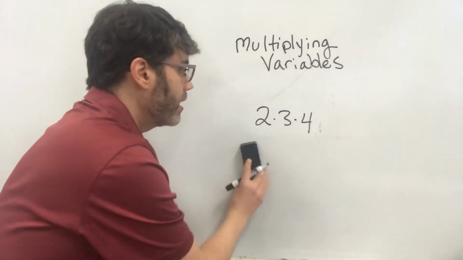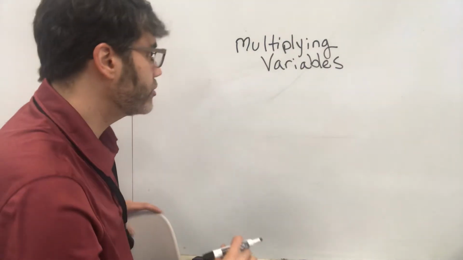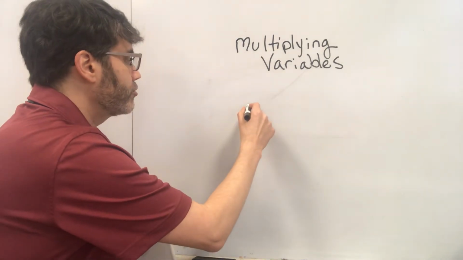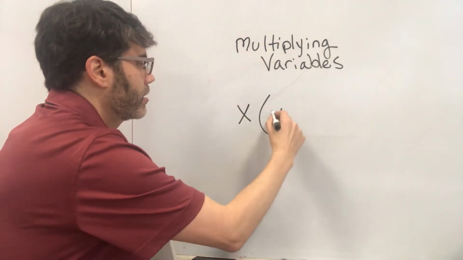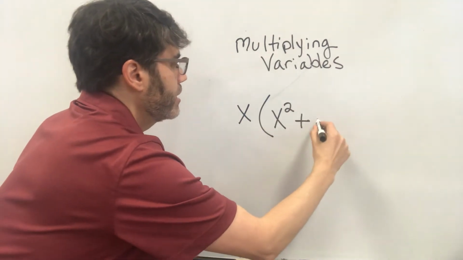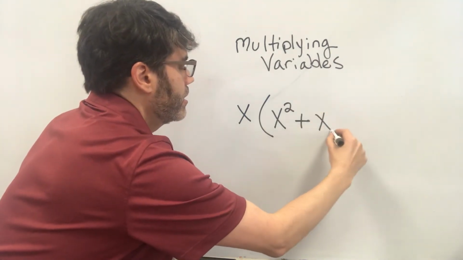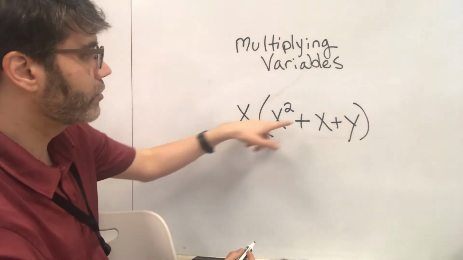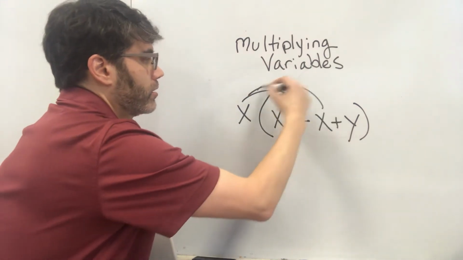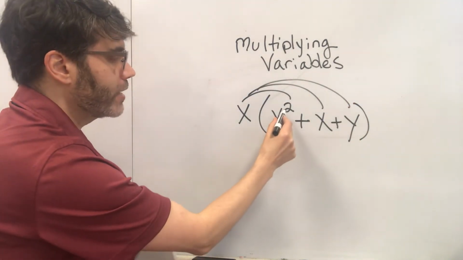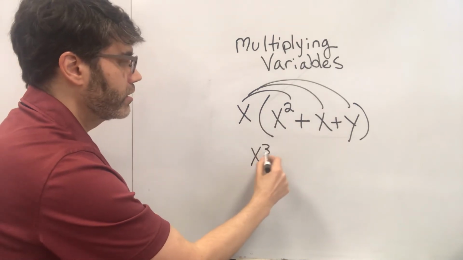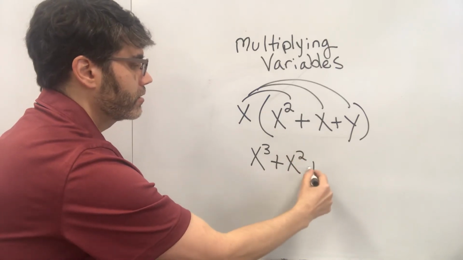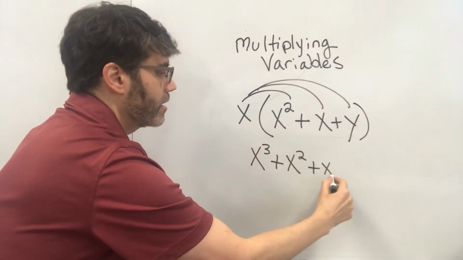Okay, so let's do a problem where we are doing some distribution. We're going to distribute this x over everything. So this is going to be x times x squared, that's x cubed, plus x times x is x squared, plus x times y is xy.